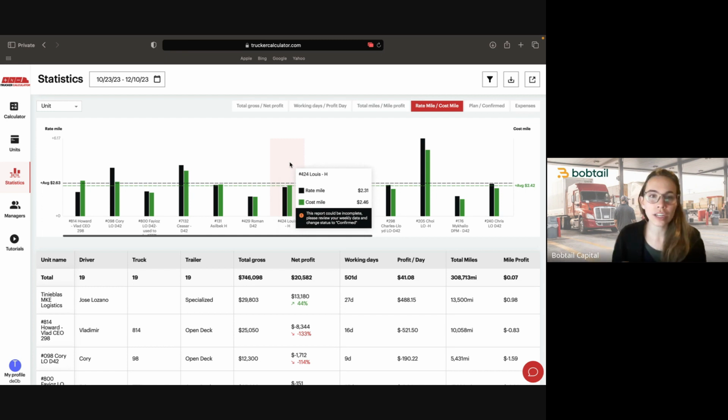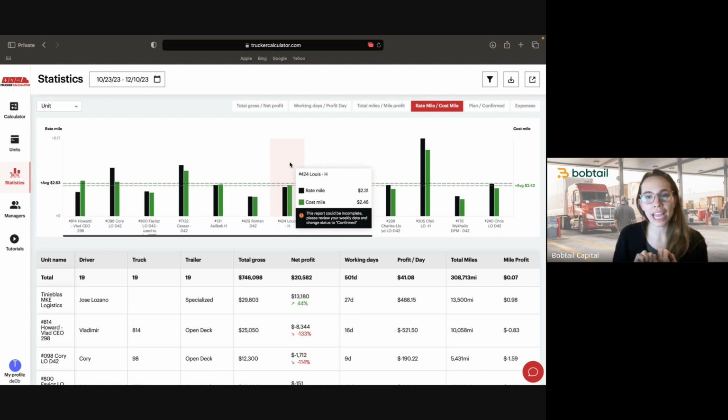And I do want to double down on the comment that yes, we want to reduce our cost per mile as much as we can. But if you're really foregoing maintenance on your truck just to reduce the cost per mile, that's going to hurt you in the long run, right?